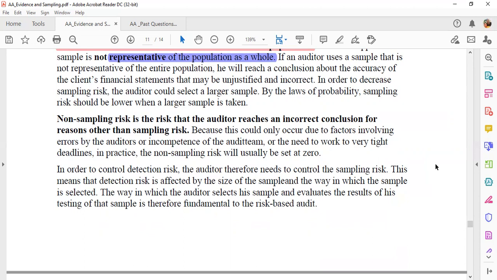The reason why you make this wrong conclusion is not as a result of sampling. This particular risk arises from other sources. It is not because you did not check the entire population. That is why you have this risk.